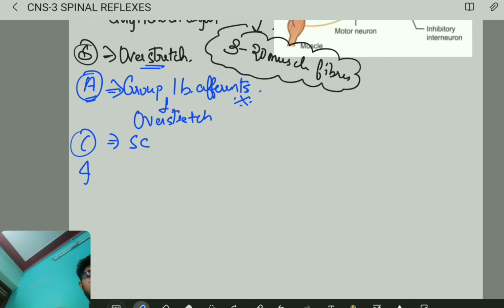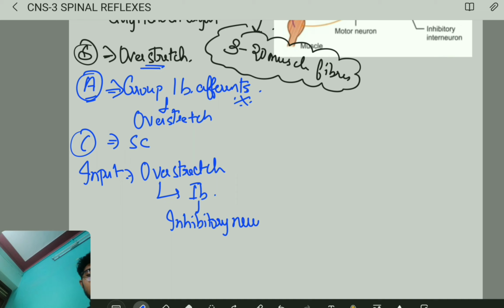Now what is the input we are going to give? Of course it is overstretch. That is conveyed through your IB, through your inhibitory neuron. It's going to cause overstretch through IB, that is your inhibitory neuron. Now let us see what is the pathway.